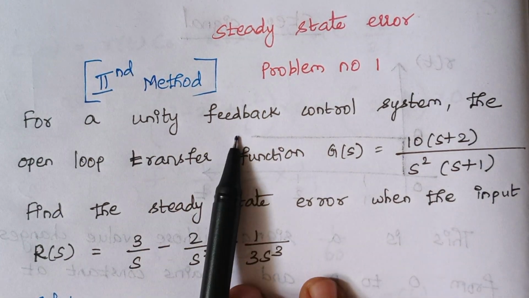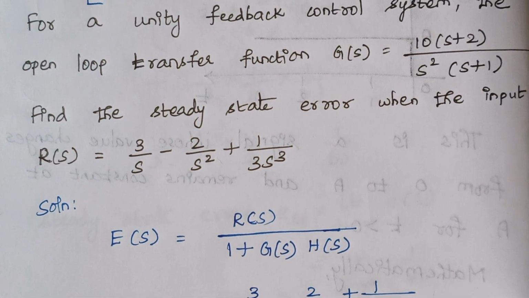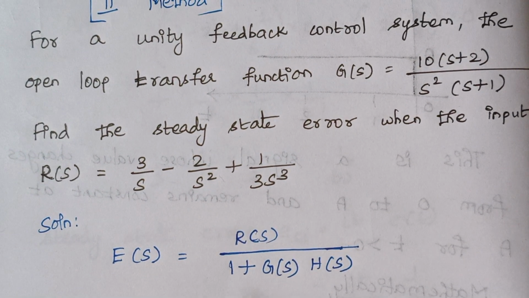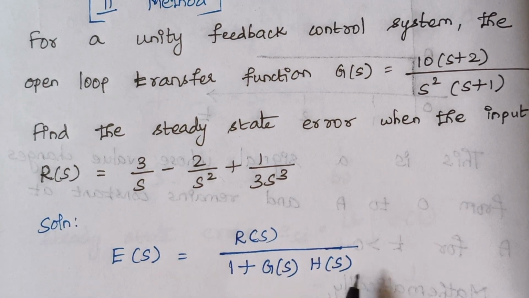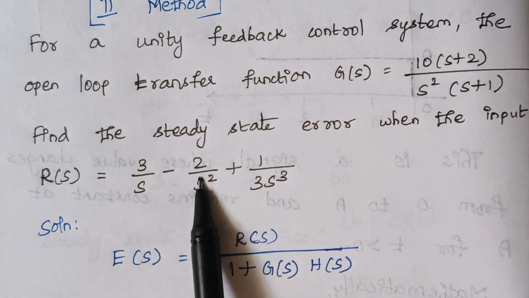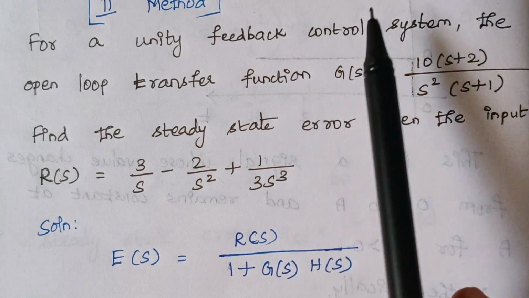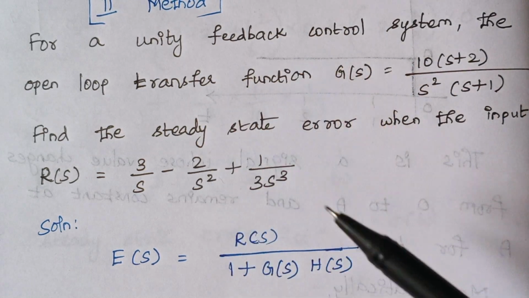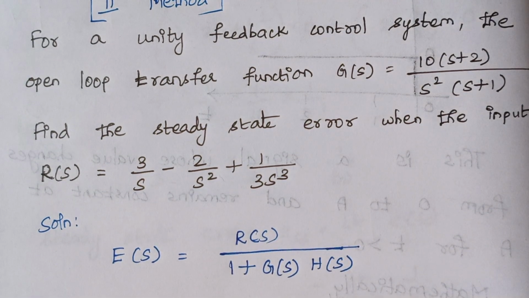So we are using the formula E of S is equal to R of S divided by 1 plus G of S into H of S. The value of R of S is given here and the value of G of S is given here. Since the type of feedback is unity feedback, the value of H of S is found to be 1. So we are going to substitute the values here.